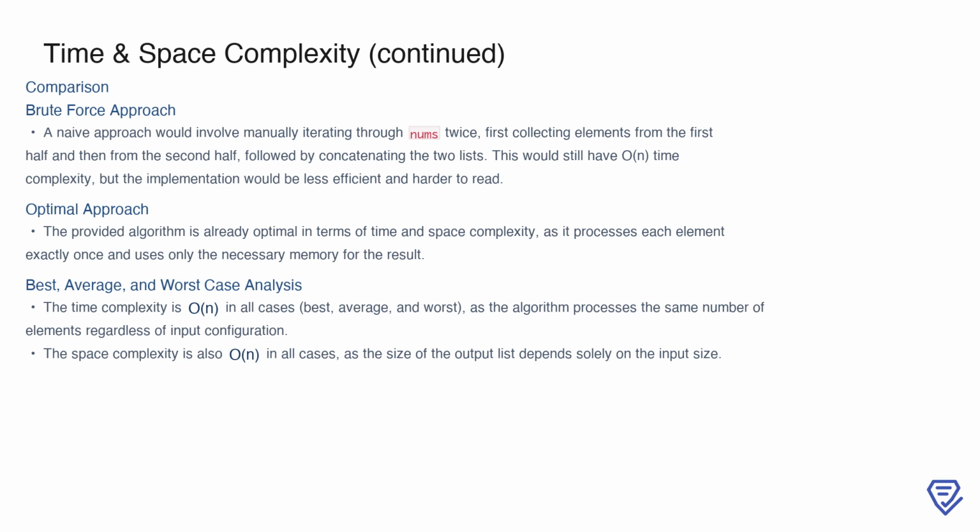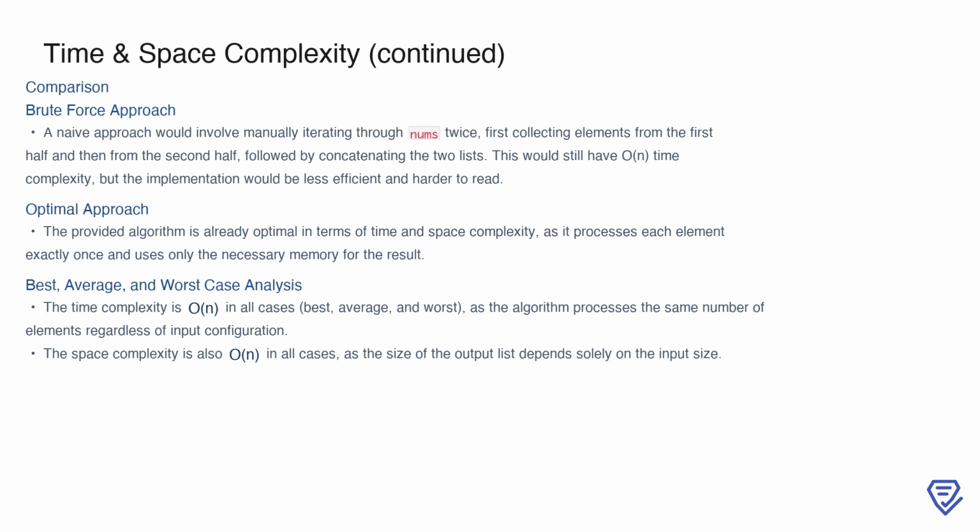While this would still result in O(n) time complexity overall, the implementation would be less efficient due to the extra intermediate steps and would likely be harder to understand. In contrast, the provided optimal algorithm processes each element exactly once and appends directly to the result list, making it both concise and efficient. Furthermore, the algorithm's time and space complexities remain consistent across all cases: best, average, and worst.